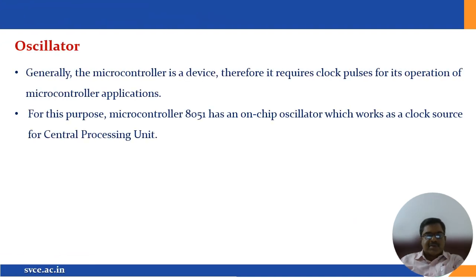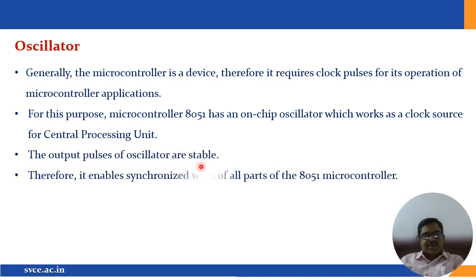Oscillator: it is an on-chip oscillator which works as a clock source for the central processing unit. If you see, the output pulses of the oscillator are stable. It enables synchronized work of all parts of the 8051 microcontroller.